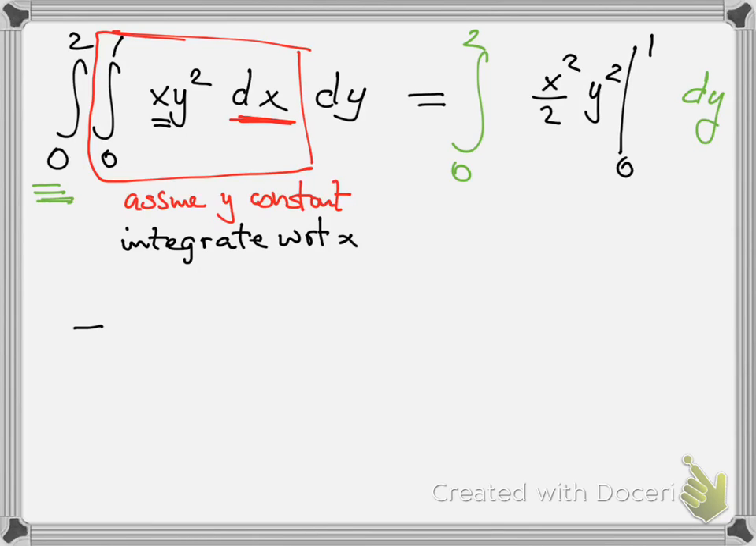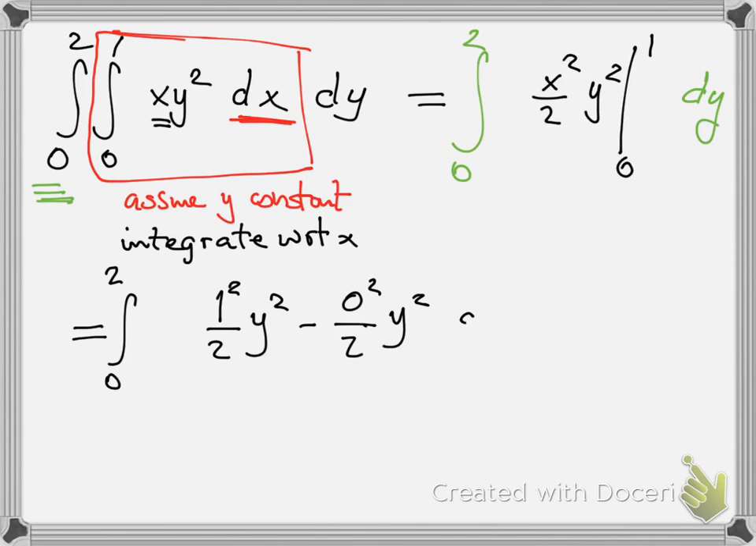So now we replace x, right? We integrate with respect to x. So we need to replace x by 1 first. So we have this 0, 2. So that'll be 1 squared over 2 y squared minus 0 squared over 2 y squared dy. So that will be equal to the integral from 0 to 2. So this is just 0. This is y squared over 2 dy.